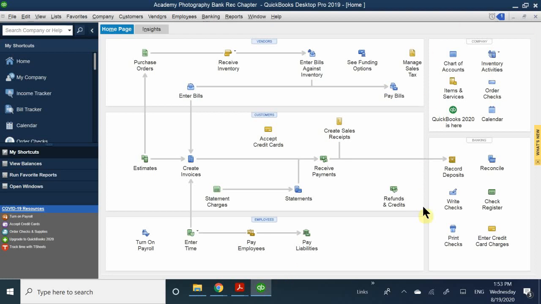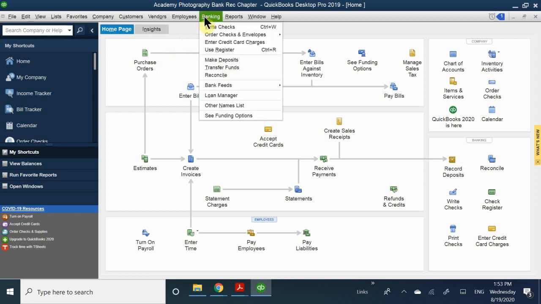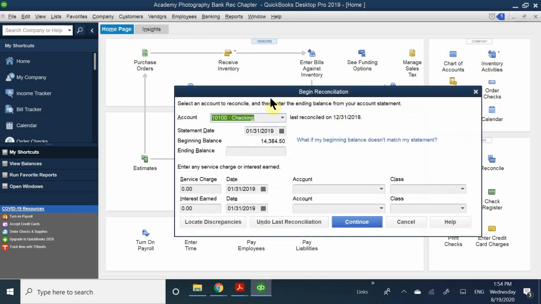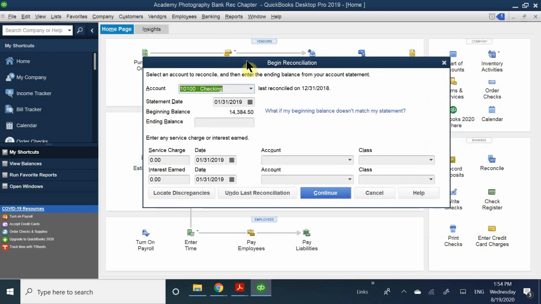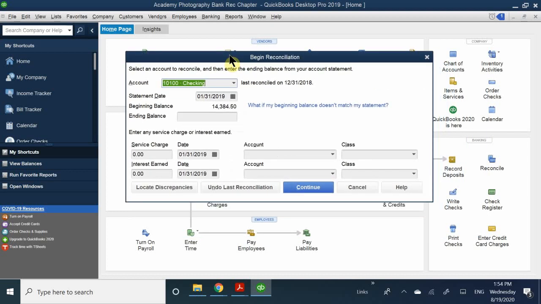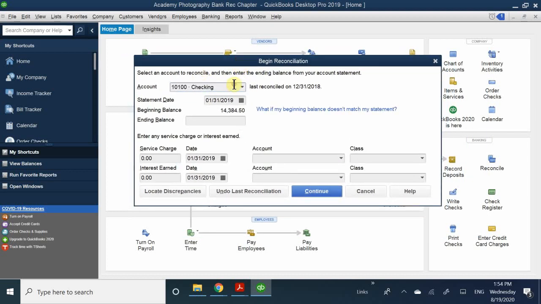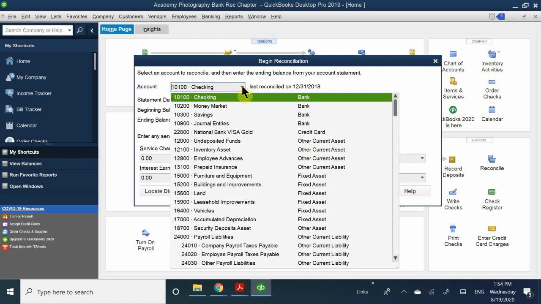All you need to do is you press the reconcile. Boom. That's reconcile on the home page, or you can go to the banking at the top of the home page and you could do reconcile. Okay. All right? Reconcile. Once I do that, it's going to pop up this little window here, and this is where your bank reconciliation begins.